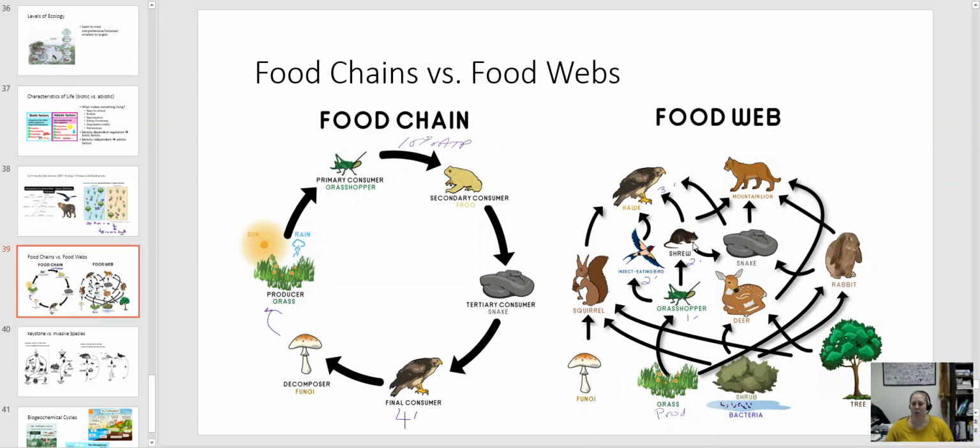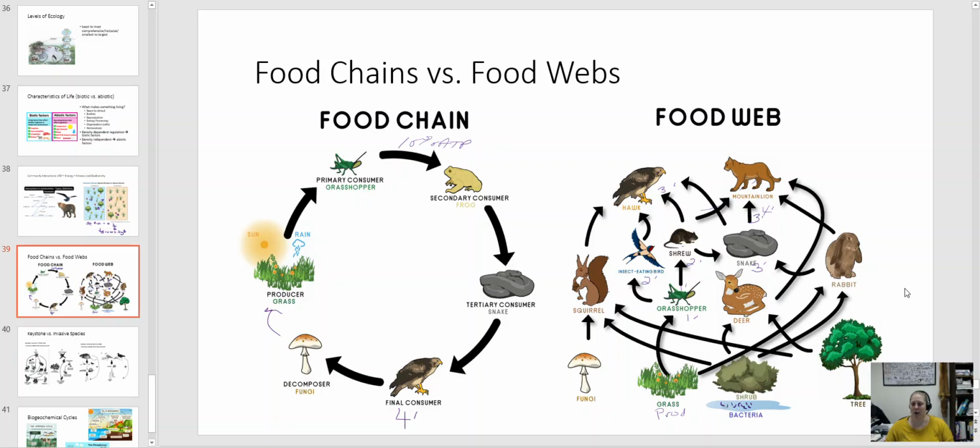If the shrew is consumed by the snake, the snake is tertiary because the shrew ate the grasshopper. The shrew is then eaten by the snake. So we are 1, 2, 3 steps away. And then if that is eaten by the mountain lion, that makes the mountain lion quaternary. But a mountain lion might eat a shrew, which also makes the mountain lion tertiary in this system. So this would be a tertiary because 1, 2, 3 steps away from the producer. 1, 2, 3, 4 steps away from the producer.